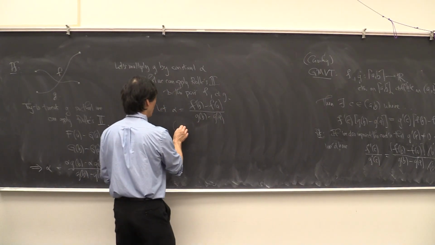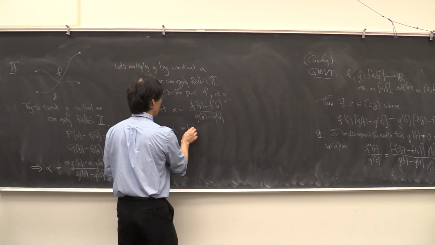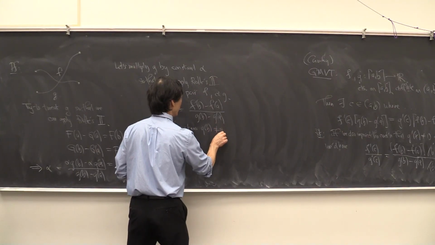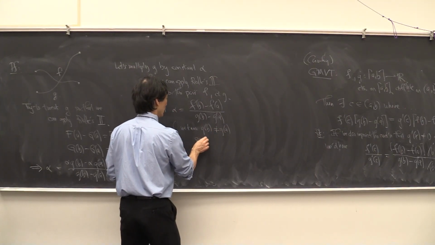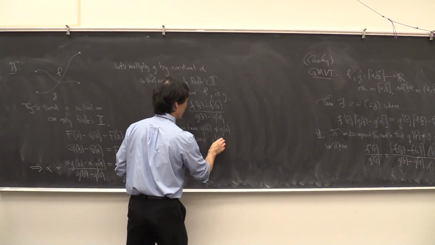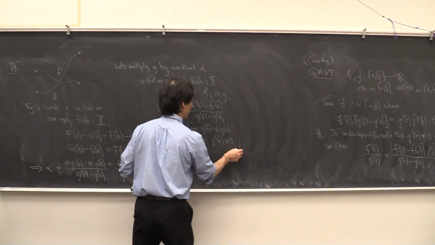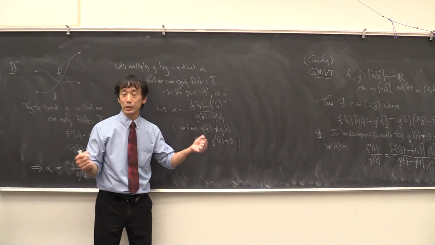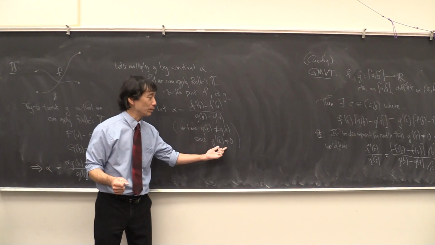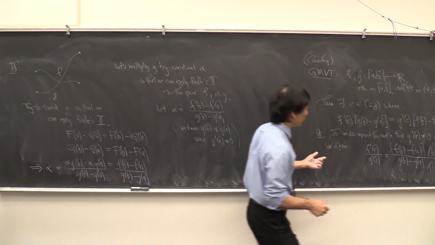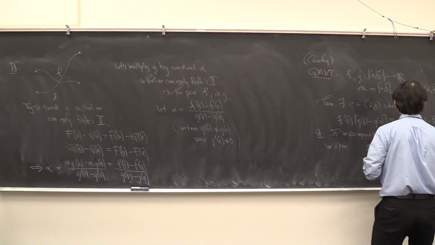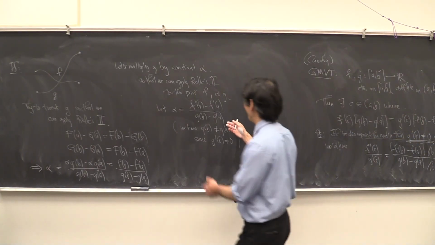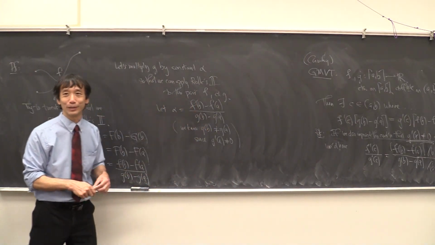And notice that we know g of b cannot equal g of a since g prime is non-zero. Right? If g of b equaled g of a, Rolle's theorem would tell you there's a place where it's 0. But we impose this extra condition that g prime is never 0, just so that we could divide by this. That's the only reason.